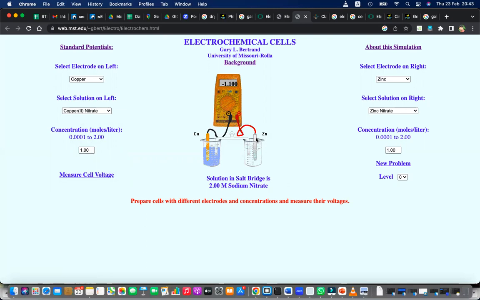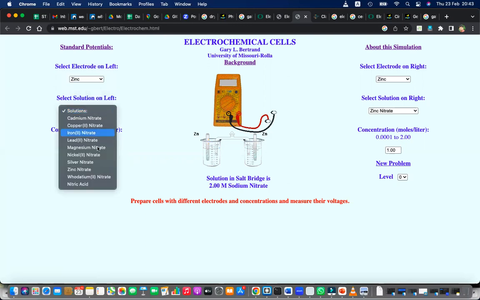Because zinc is working as the negative one. The negative should be connected to the zinc side and the positive to the copper side, that is the correct way. Let's change the side here. We are going to use zinc here. Then the solution I put is zinc nitrate.